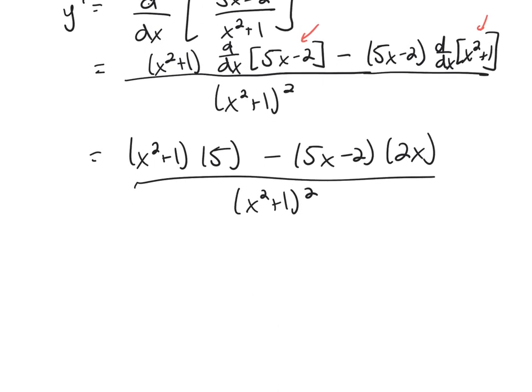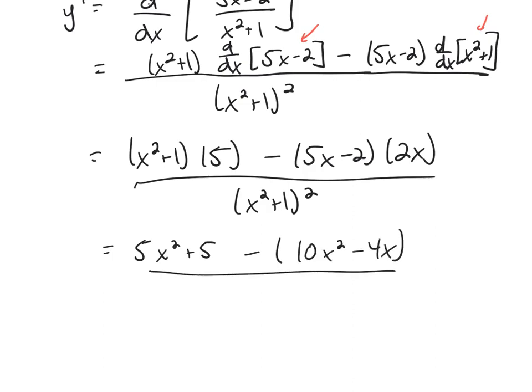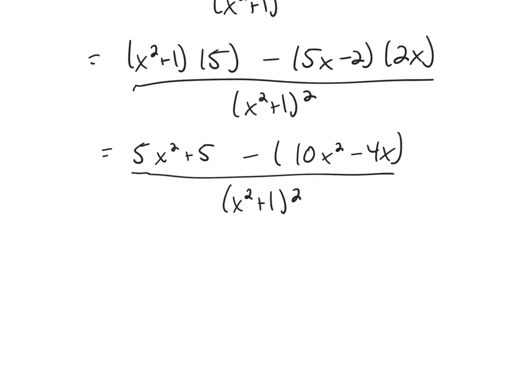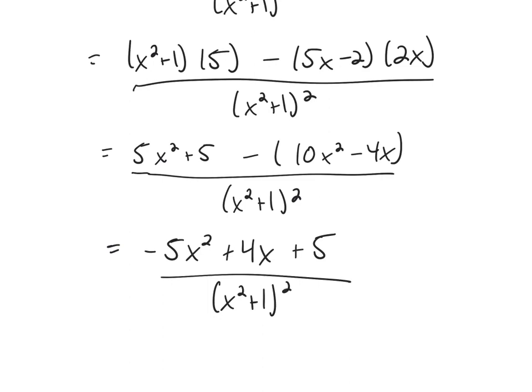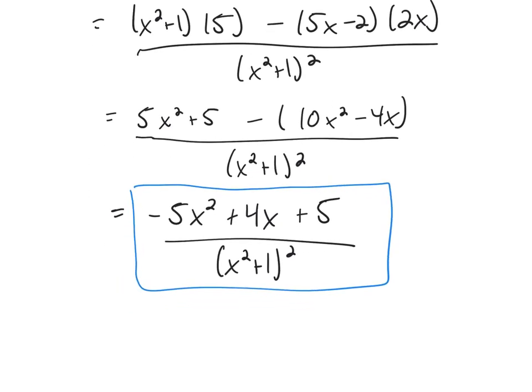So you can leave your answer like this, or if you want to, you can simplify it. So let's see, 5x squared plus 5, and then minus 10x squared minus 4x. So it looks like we're going to get a negative 5x squared plus a 4x plus 5 over x squared plus 1 squared. And there's my derivative using the quotient rule.